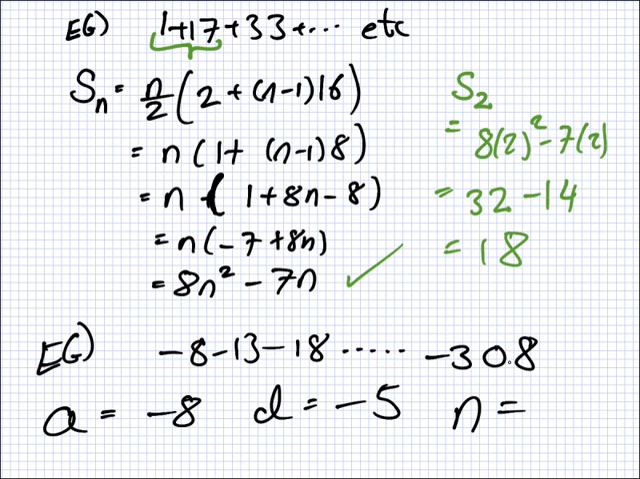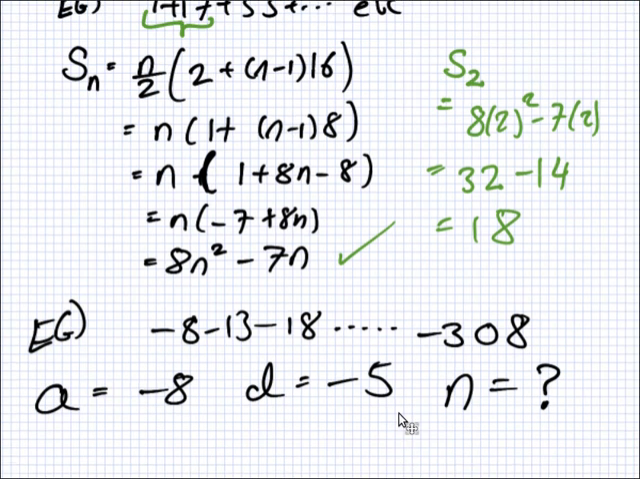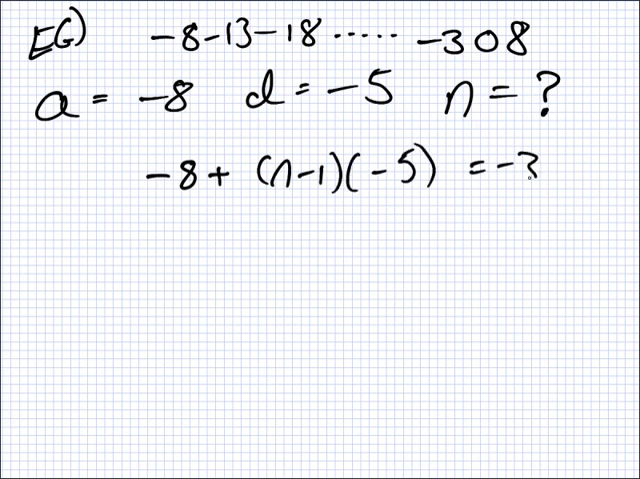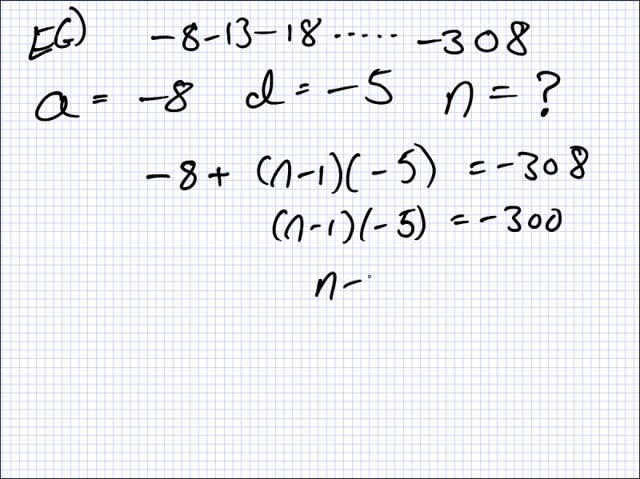But we saw an example earlier of how to calculate the n. Do you remember? Yeah, we have to make un equal to the last term. a plus n minus 1 d equals minus 308. Yeah. So that means n minus 1 times minus 5 equals minus 300. Divide by 5, that means n minus 1 equals 60. So then n equals 61.